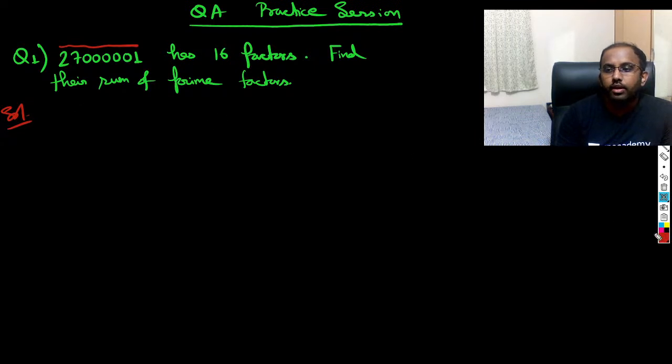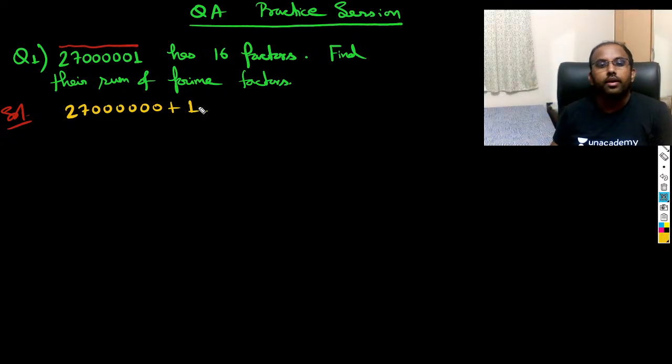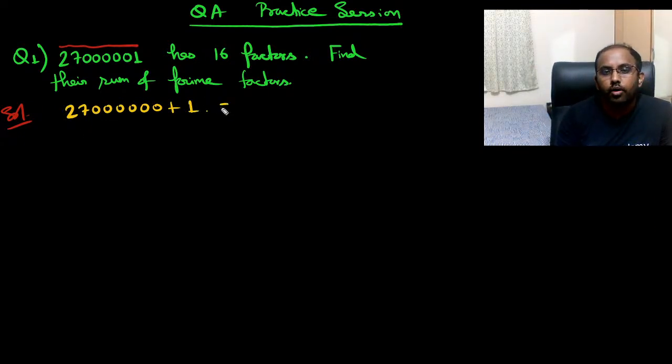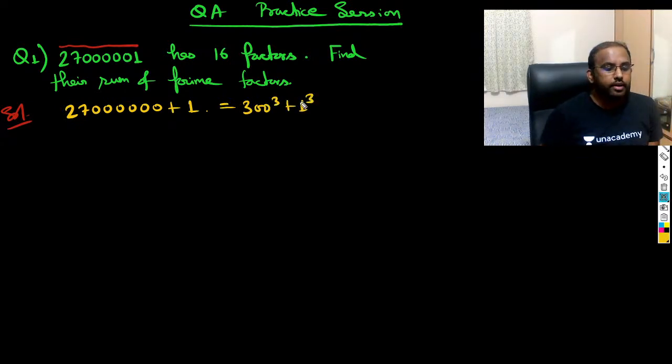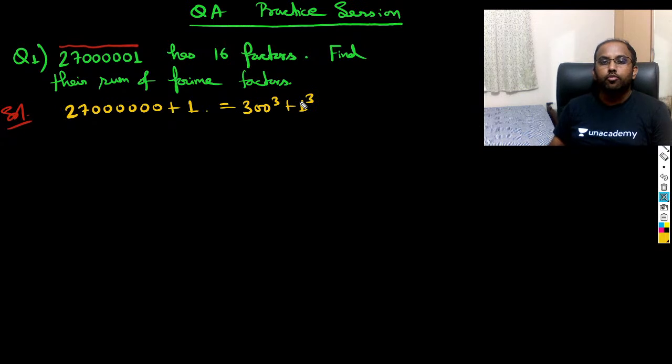Yes, now. So see, if you have got this 275 times 01 actually, you can sense, right, that this number actually becomes like this, 27 0 6 times, right? Plus 1. I can write this. And then you can think that this is of the form what? 300 cube plus 1 cube. This is how you can think it, right? This 300 cube plus 1 cube actually.